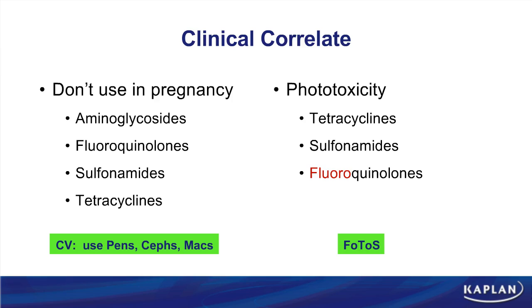Phototoxicity as a side effect is going to look like a rash, but it's going to be a rash on the exposed parts of the body. So the face, the neck, perhaps the forearms are going to be where you'll see indications of phototoxicity.